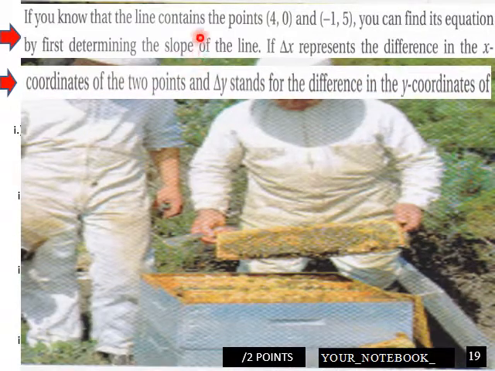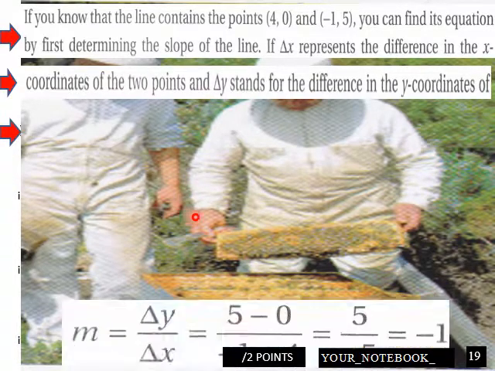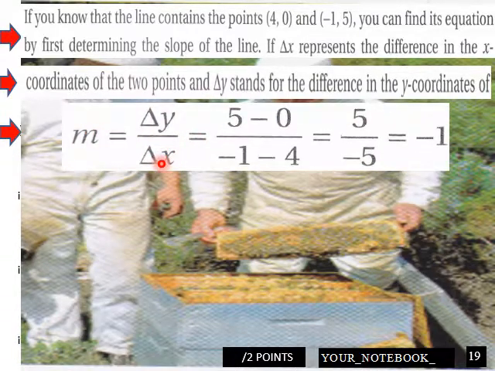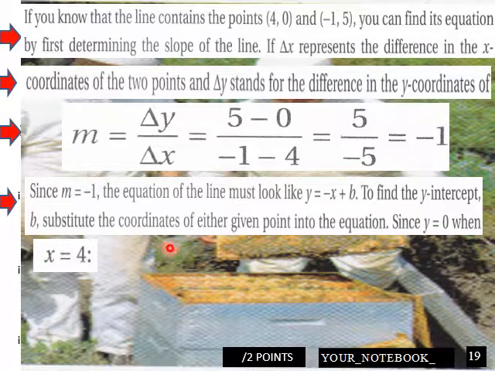If you know that the line contains the points (4, 0) and (-1, 5), you can find its equation by first determining the slope of the line. If delta x represents the difference in the x-coordinates of the 2 points, and delta y stands for the difference in the y-coordinates, you have the difference of y over the difference of x, rise over run. That is how you find your slope. m equals -1, so you plug that in.